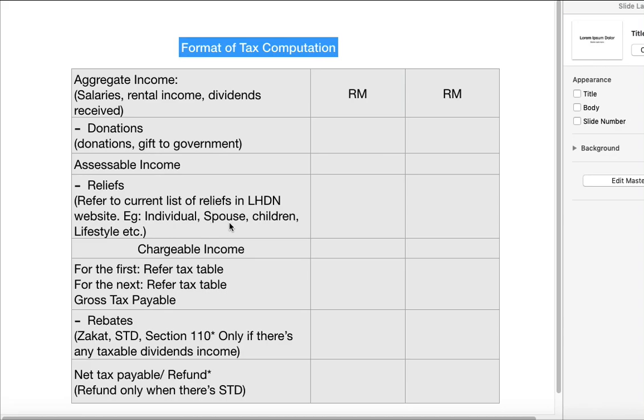Kalau tak buat combine, buat separate assessment, so tak adalah spouse. And then children, lifestyle, banyak lagi. Nanti kita akan go one by one. So yang ni mungkin the next slide lah, I akan go one by one.